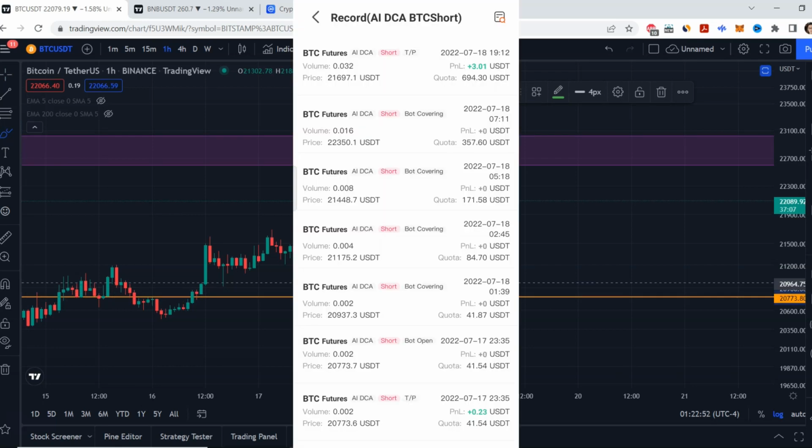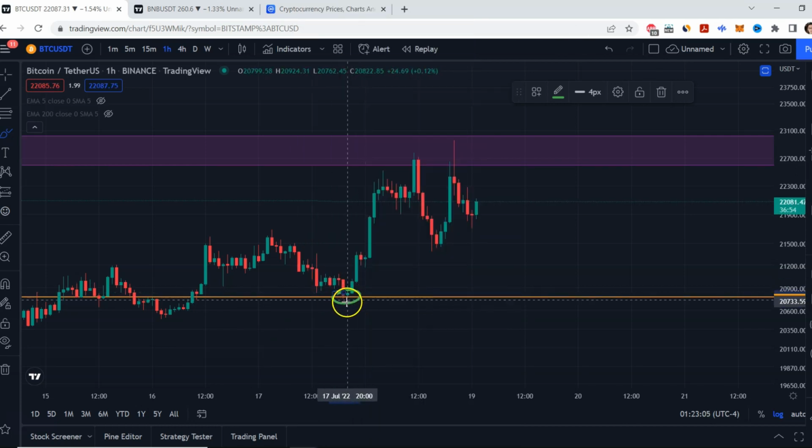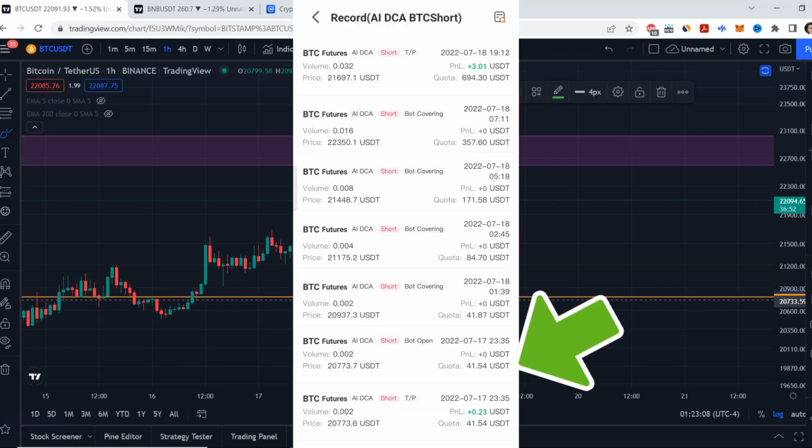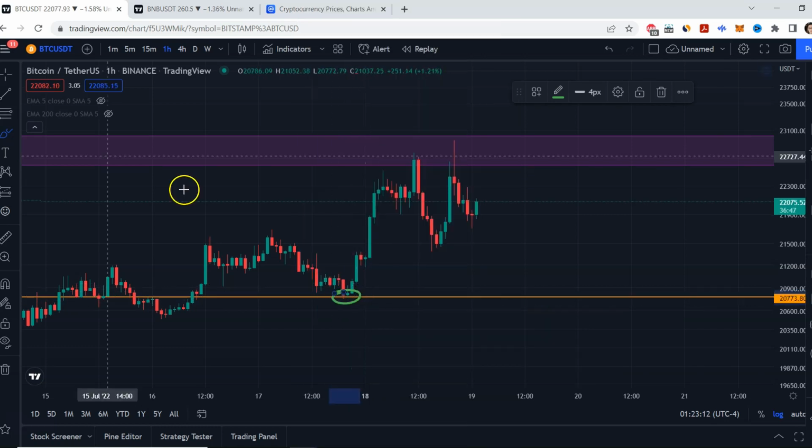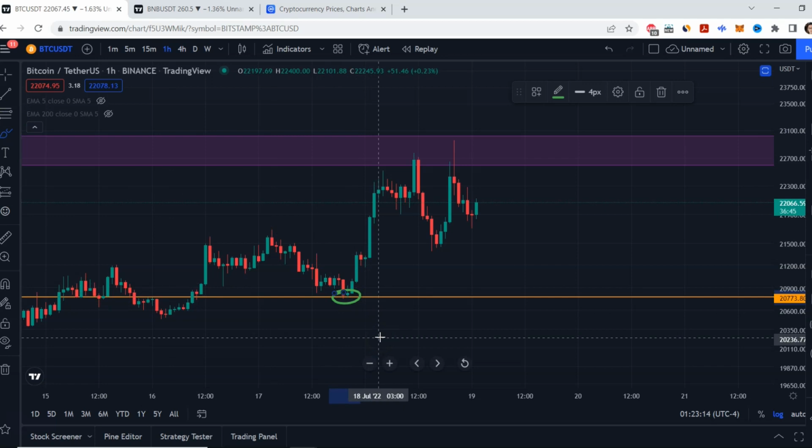You can see I opened a position there. I opened at a price of $20,773, around here. The quota was $41, which is the position, and I opened a short position. But you can see the market went against me. It goes up. So what the bot will do, guys, the bot will do averaging.